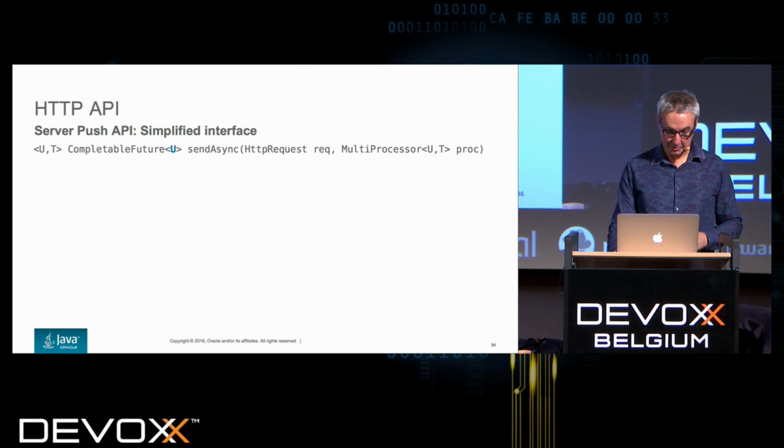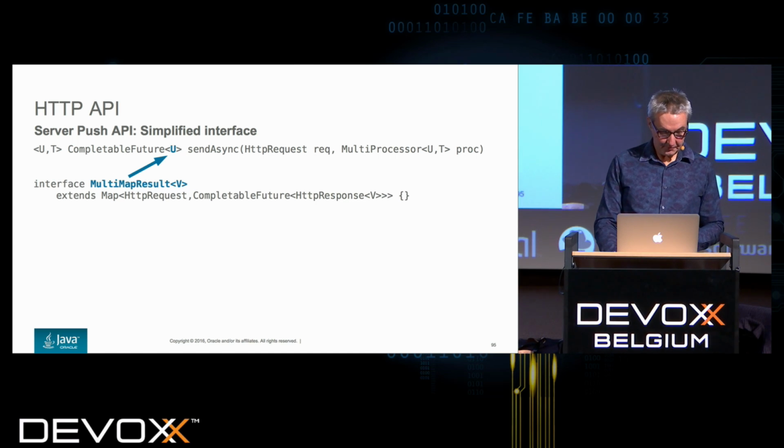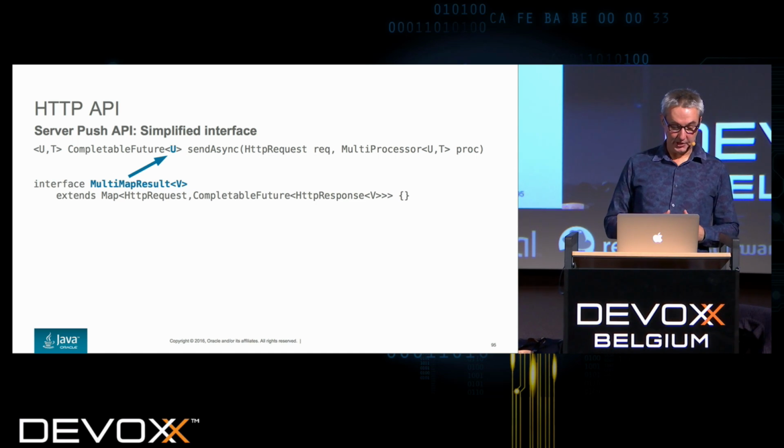So let's take a look at the simplified interface. Now, it may not look that much simpler in terms of specification, but when it's used, it is quite a bit simpler. So let's go back to the sendAsync method and the type U. What we're defining here is a value for U, which we're calling MultiMapResult. And that is simply a map of HTTPRequest and CompletableFuture of HTTPResponse of V with no additional methods. So that's what this simplified interface is always going to return.